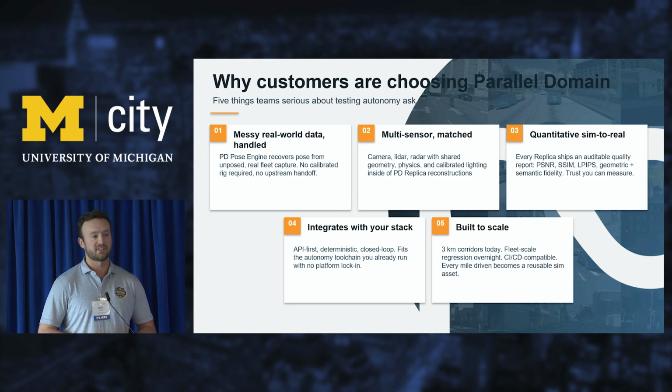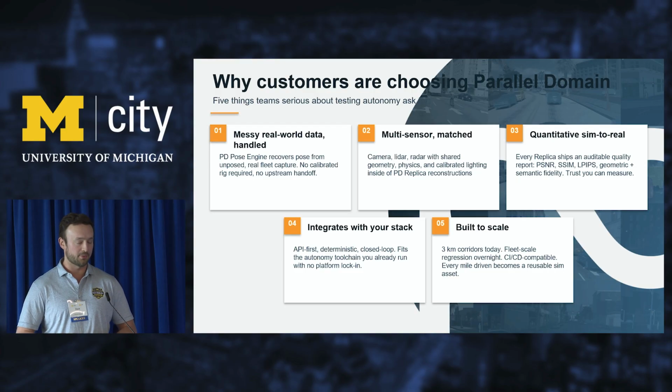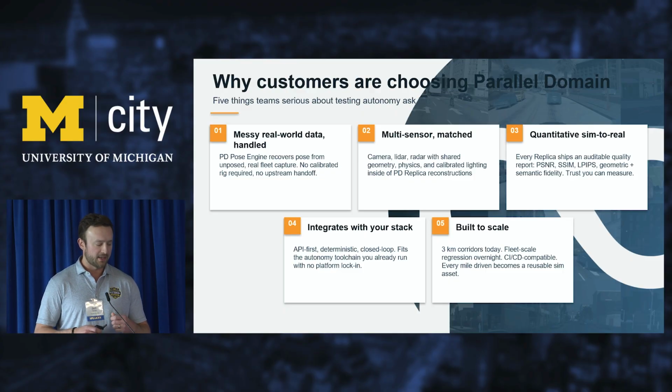And then five, we're built to scale. And particularly, what we're finding is that it scales on a couple of dimensions. Just the sheer size of these reconstructions and digital twins, the bigger the better for us. So we can create, as you can see, a 3 kilometer corridor today, and then plugging into that CI/CD cycle, it comes down to how many replicas can we generate, how fast can we generate them, and how many simulations can we run?